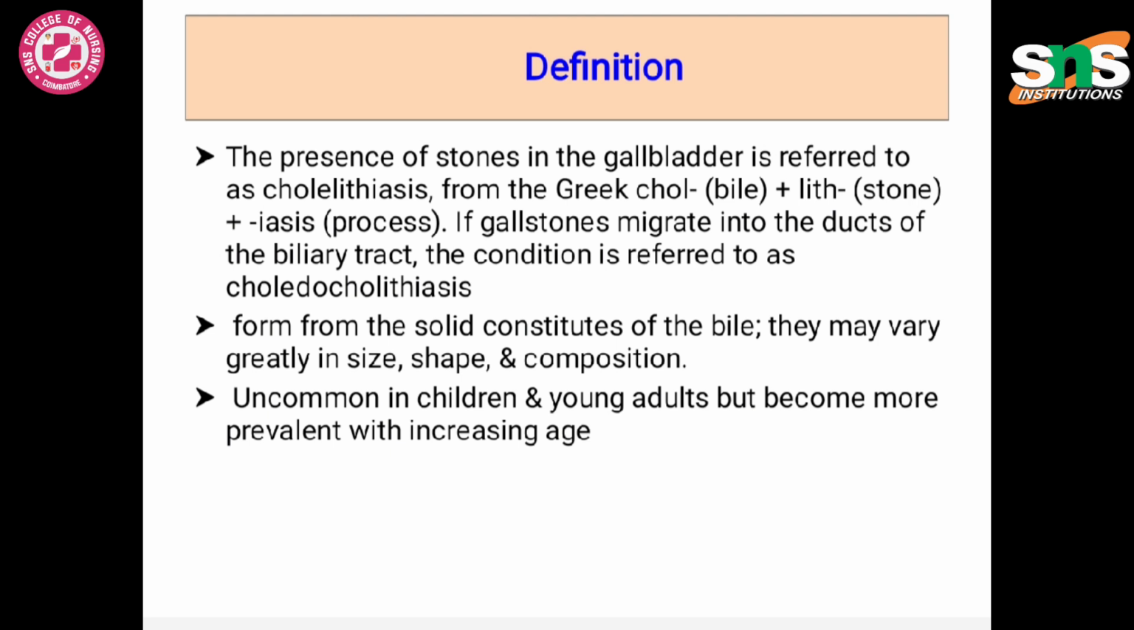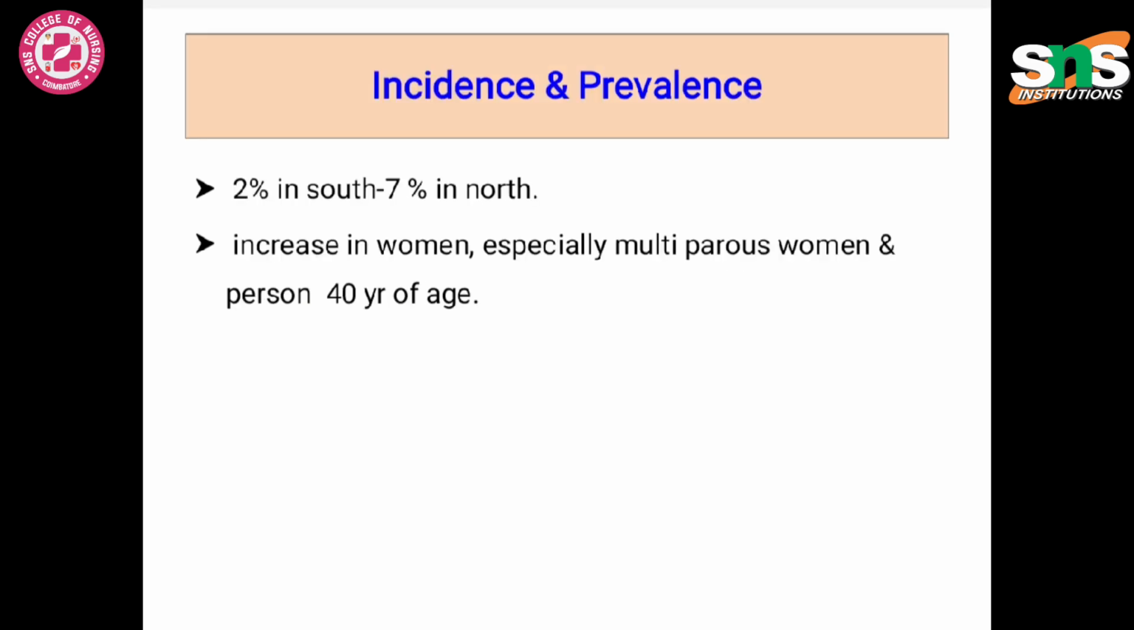If gallstones migrate into the ducts of the biliary tract, the condition is referred to as choledocholithiasis. Formed from the solid constituents of the bile, they may vary greatly in size, shape, and composition. Uncommon in children and young adults but become more prevalent with increasing age. Incidence and prevalence: 2% in south, 7% in north. Increase in women, especially multiparous women and persons over 40 years of age.